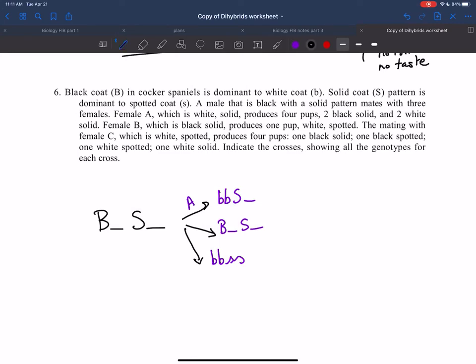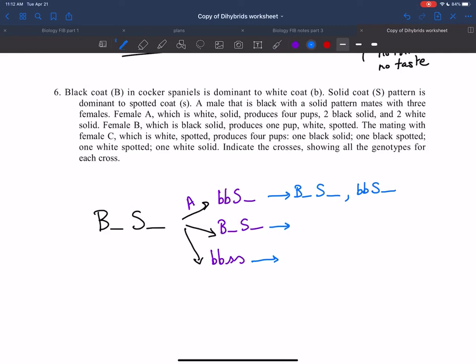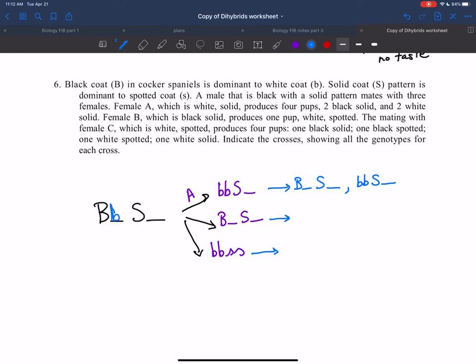All right, so now let's look at their pups. Female A's white solid produces 3 pups, 1 black solid, which doesn't tell me much, and 2 white solid. So now when I look at this white pup, this little b came from mom. This other little b had to come from dad. So I do know that dad is a carrier of the white allele. Okay, the rest doesn't tell me anything.